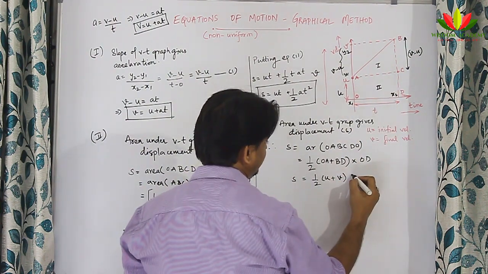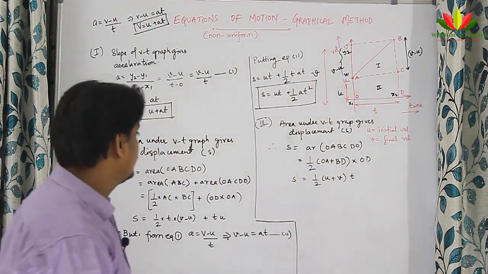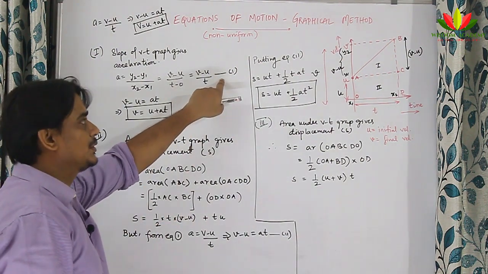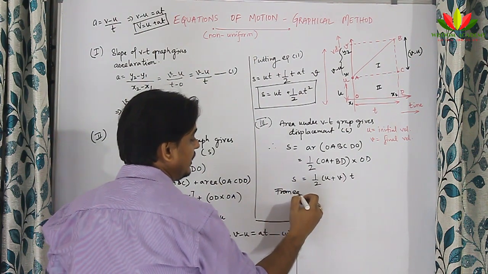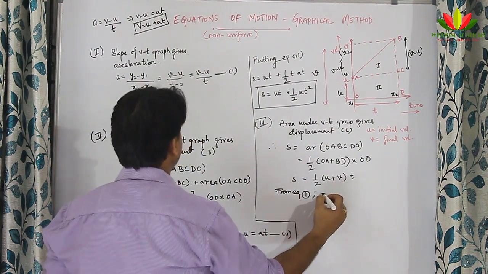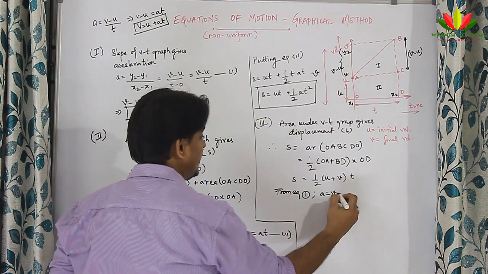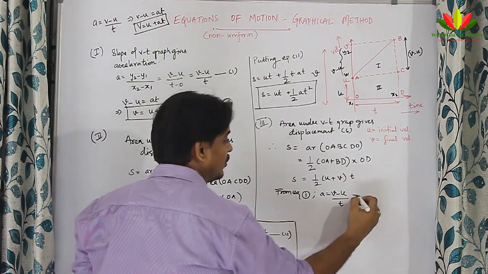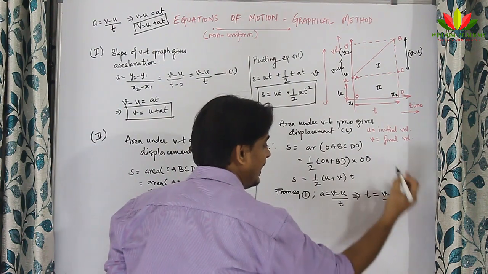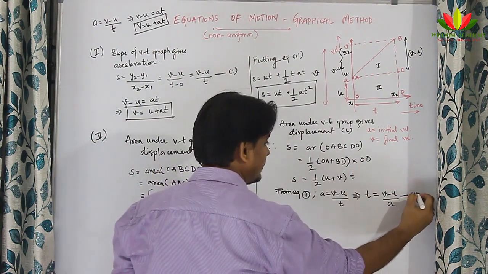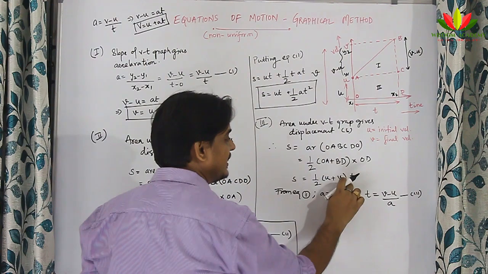OD is T, right. Now, once again I will take help of this equation. So, from equation 1, we can write A is equal to (V minus U) by T. So, from here I can write T is equal to (V minus U) by A. Let this be equation number 3. Now, I will put this value of T here.